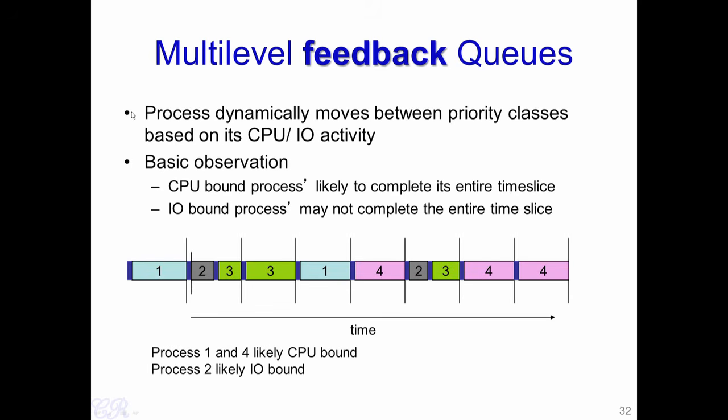Okay. So, if you take this particular example, we can say that process 1 and 4 have completed their time slice. Therefore, these processes are likely to be CPU bound. On the other hand, process 2 has very short CPU bursts over here as well as here. Therefore, process 2 is likely to be an IO bound process rather than a CPU bound process.